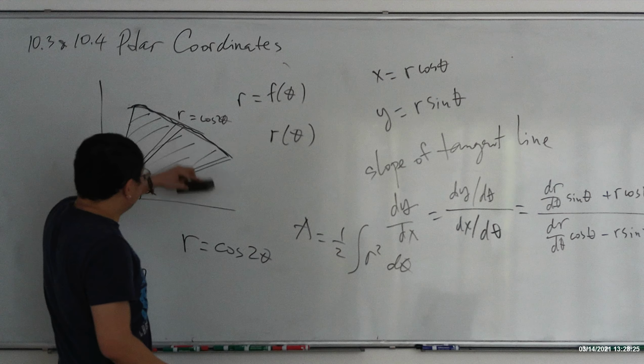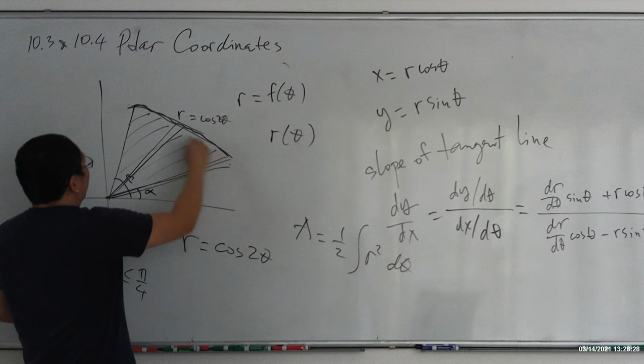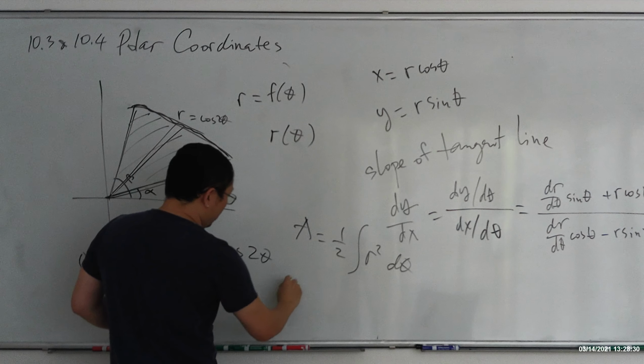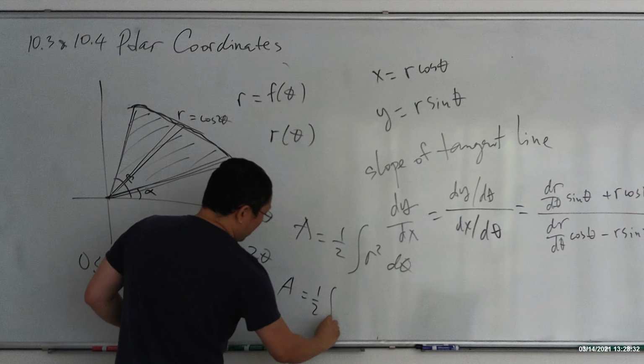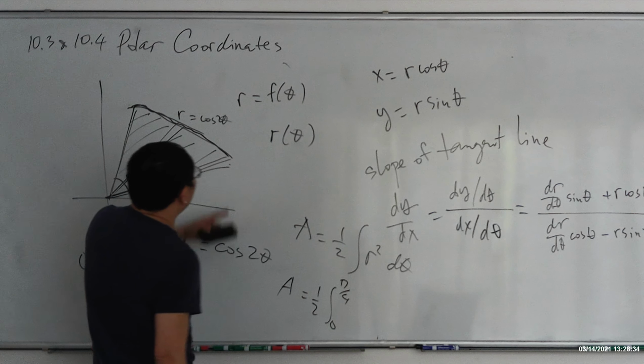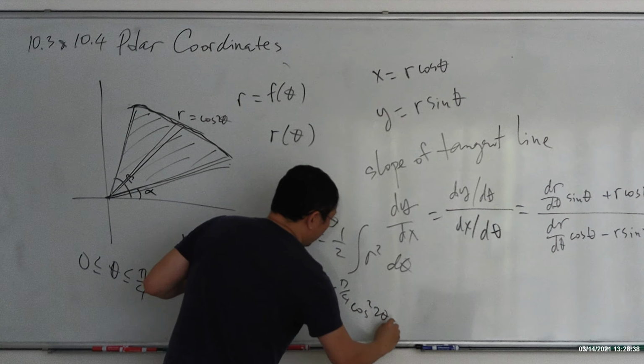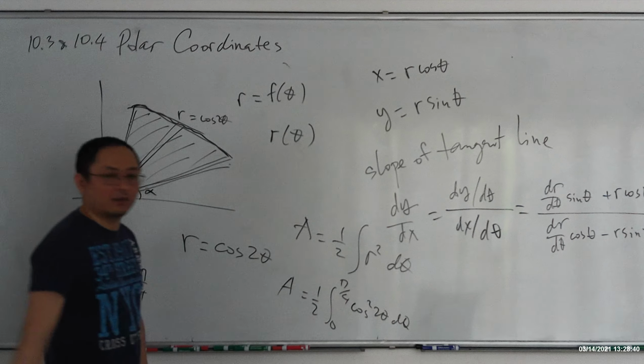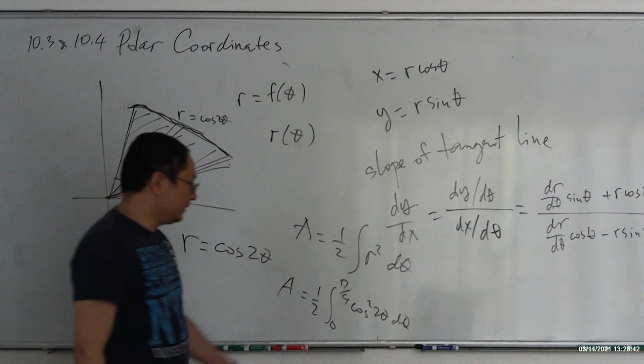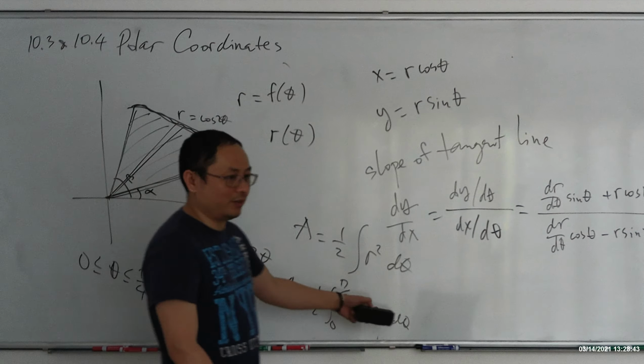Then the area bounded by this region right here is going to be 1/2 integral from 0 to pi over 4. r squared is going to be cosine squared of 2 theta, and d theta. You have to integrate it, and you have the area. Okay? You use a half angle formula in there.